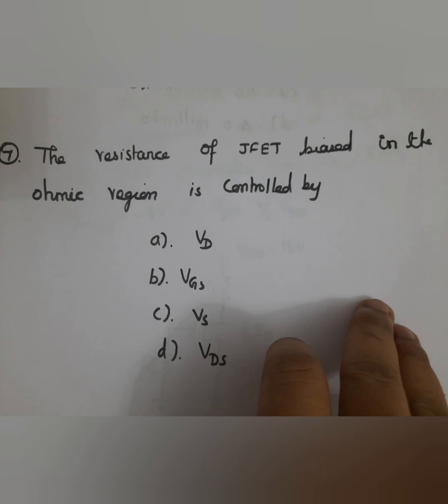Seventh question, the resistance of JFET biased in the ohmic region is controlled by.